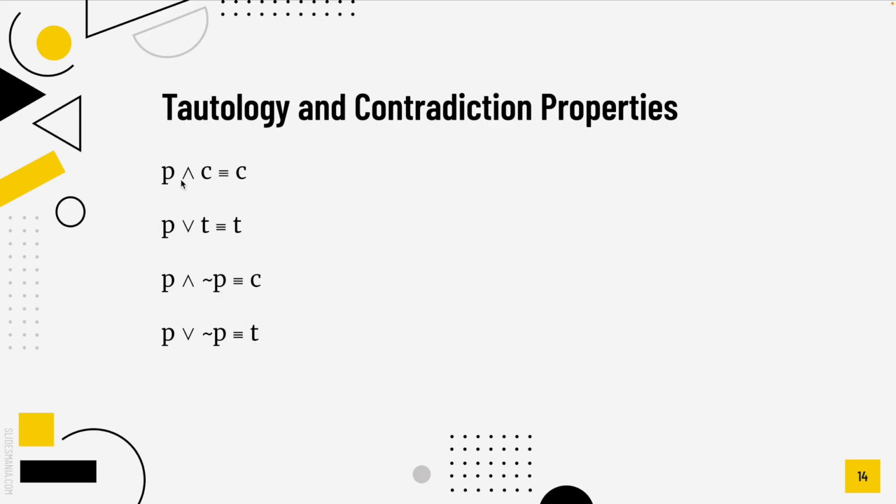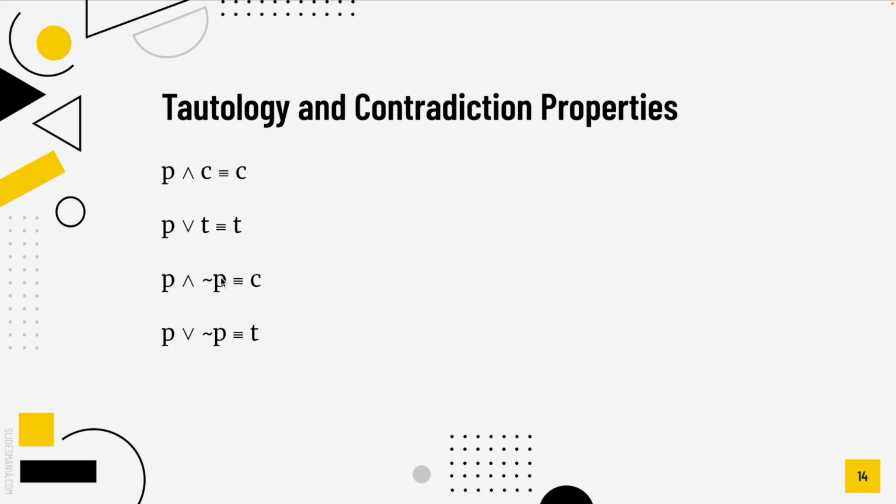So if I have an and here, P and C, you're going to end up with all falses, because if you have a false column and I'm looking at and, I'm saying are they both true? Well, they're never both true. So you end up with all falses, or C. P or T ends up with T, because what you're saying is where are either of them true? Well, if they're all true in T, then you're going to end up with all true, which is T. Okay?